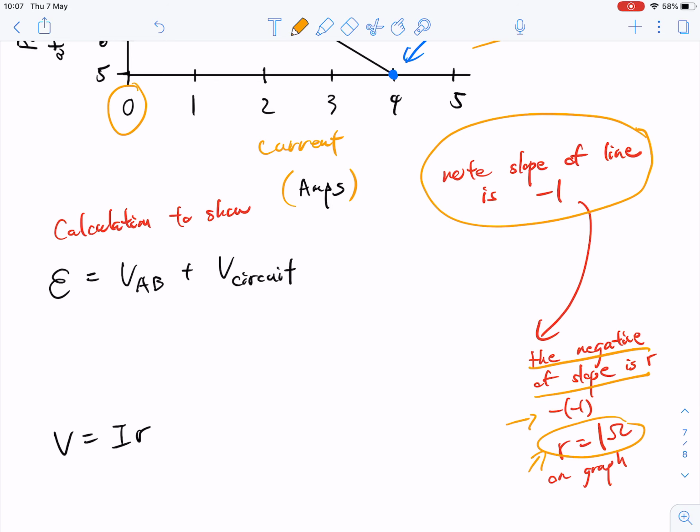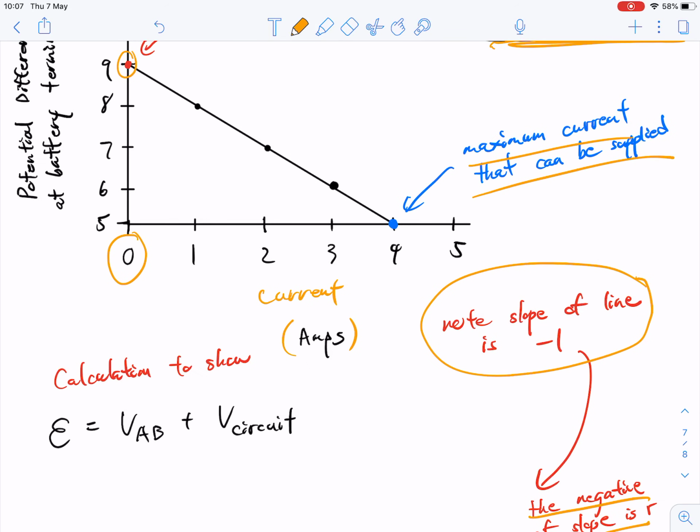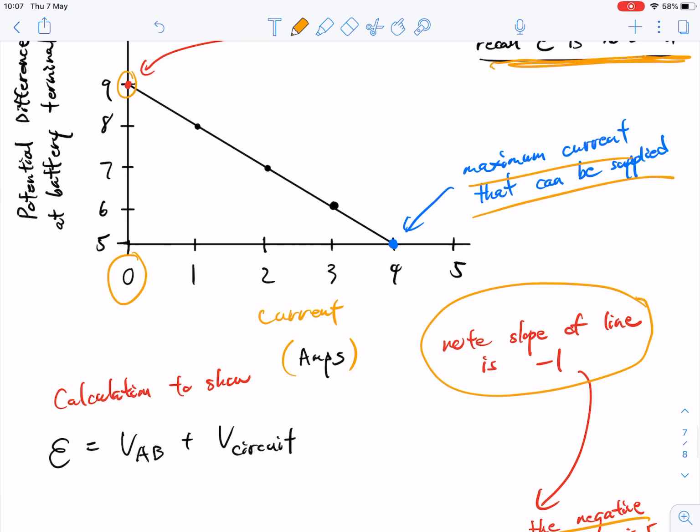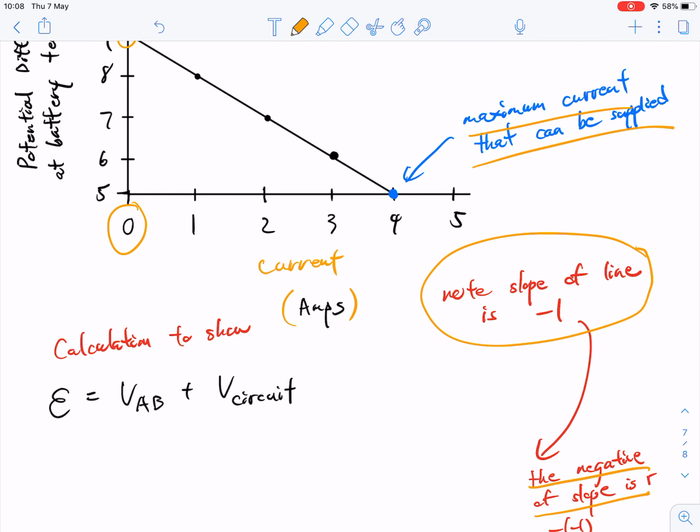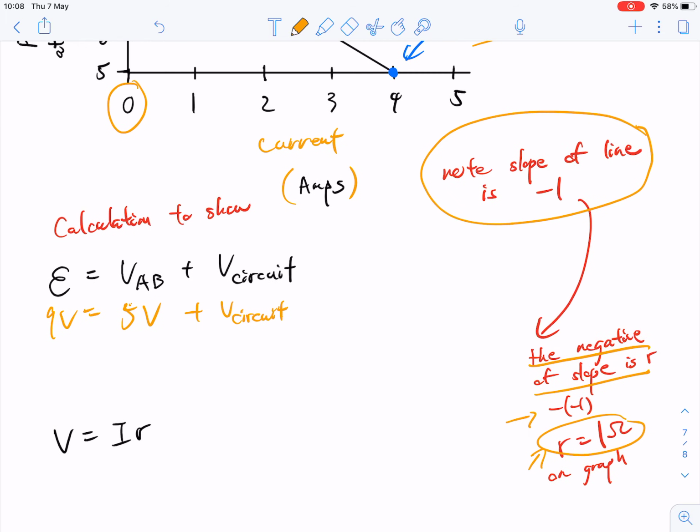In terms of the calculation, we can also do that as well. This is actually the same calculation that we did a few minutes ago. So the EMF is 9 volts. The voltage at the terminal is actually where the maximum current is supplied. So this is 5 volts, okay? And then what we have is what's left over. The circuit or the battery itself is using 4 volts. Wow, that's a lot actually.